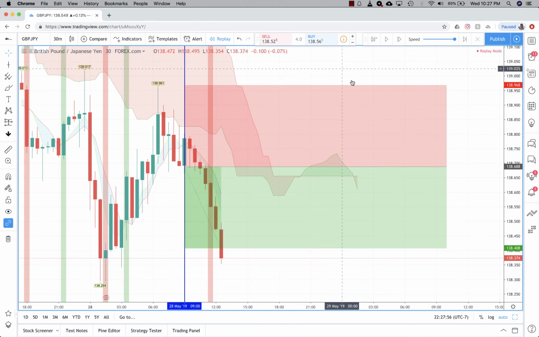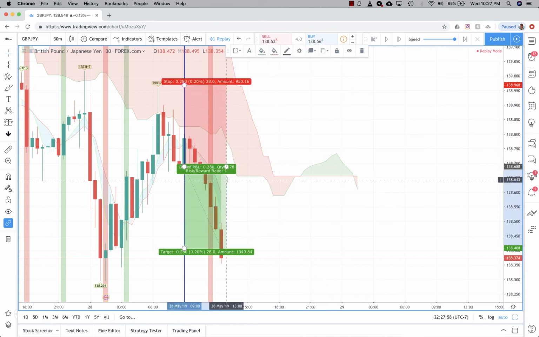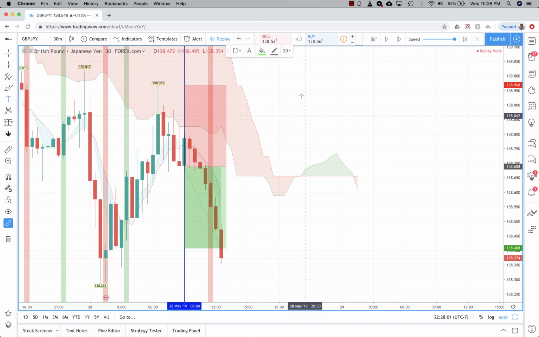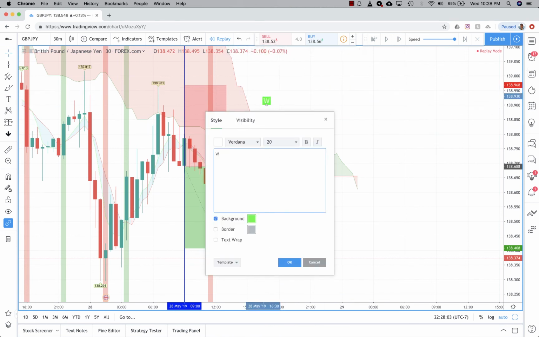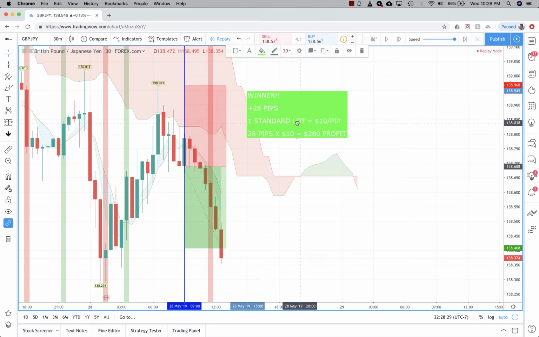Alright, so this took not that long. 3 hours and 30 minutes. So in 3 hours and 30 minutes, we made a 28 pip gain. So winner for plus 28 pips. Following the previous analysis, if we took one standard lot, that would equal $10 per pip. So 28 pips times $10 equals $280 profit. Not bad for a 3-hour trade.